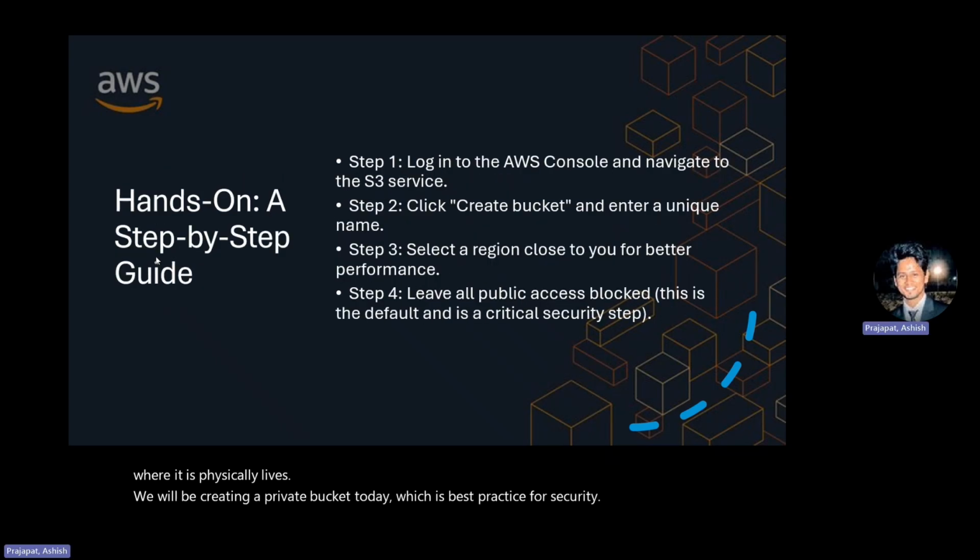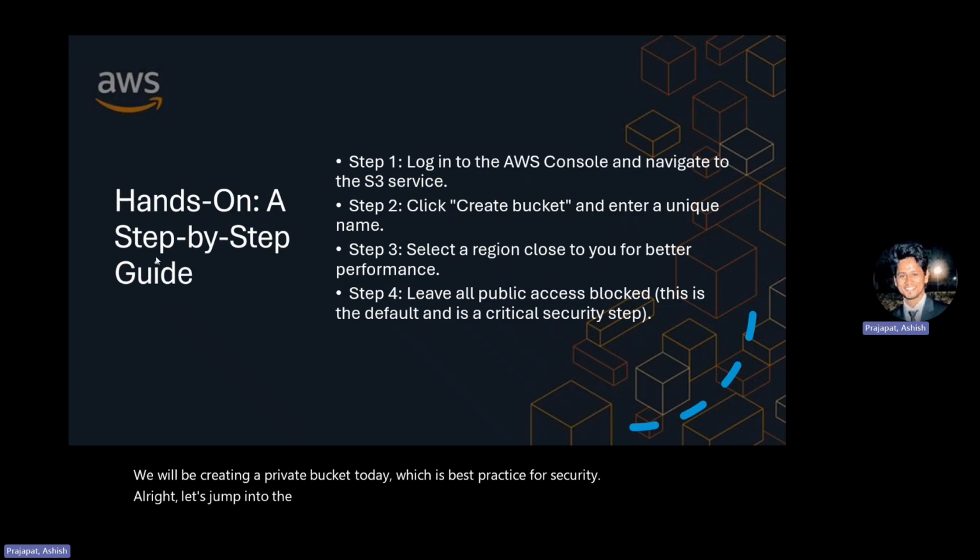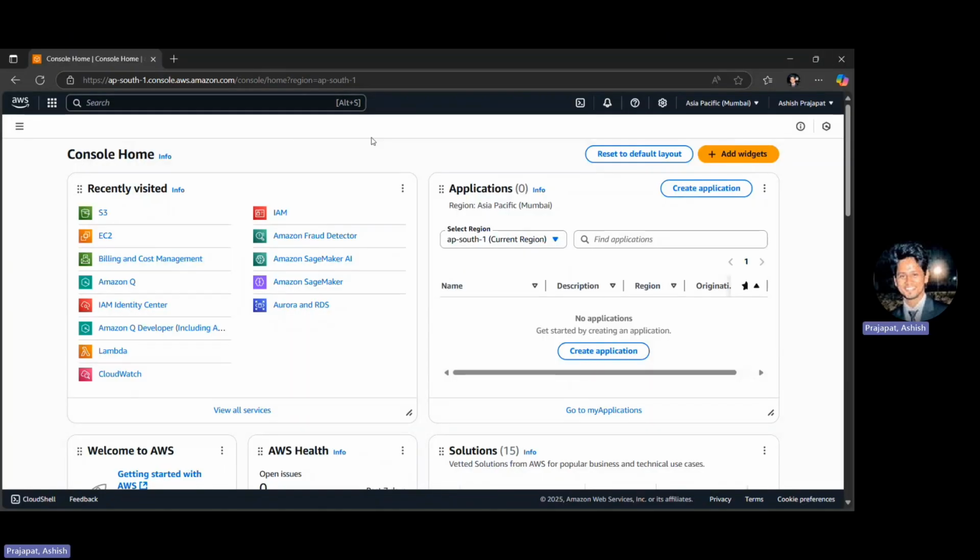Alright, let's jump into the console and do this together. I'll walk you through each step. We'll name our bucket, choose our region, and confirm that we are keeping our data safe and secure by leaving the block all public access setting enabled. Okay, so now I'm in my AWS management console. Let's go to the S3 service.